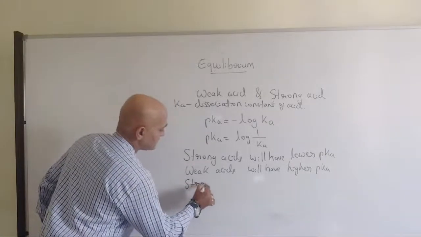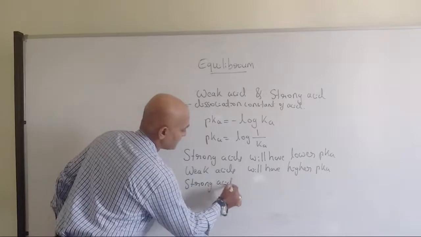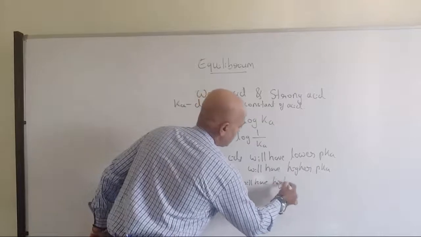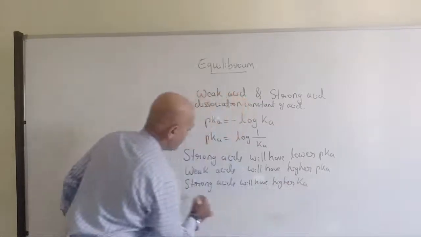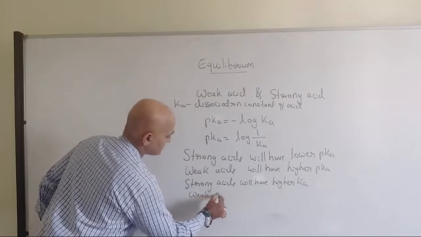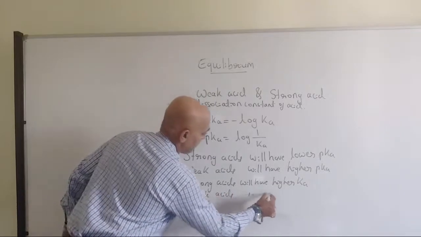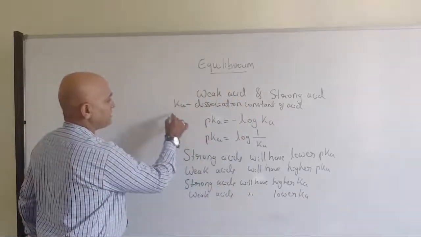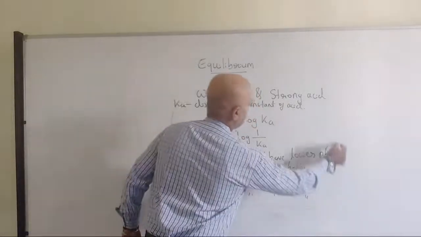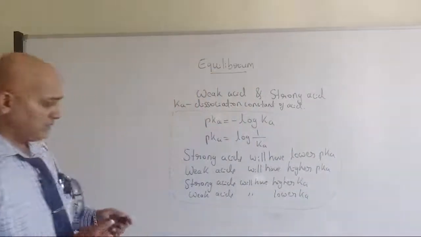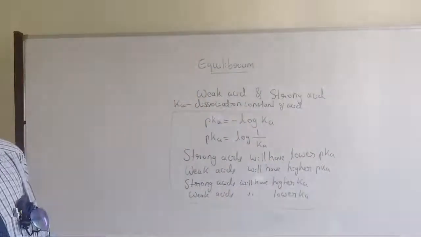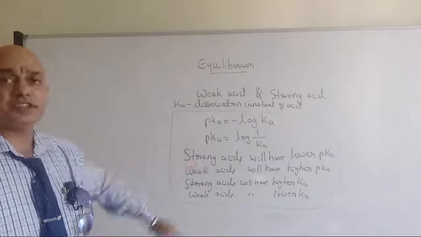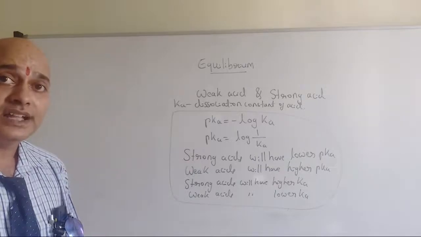You can write it down here. Strong acids will have higher Ka value and weak acids will have lower Ka value. That's what we can tell based on the equation. All of you have understood? That is the statement we can conclude from these particular equations. Any doubts?